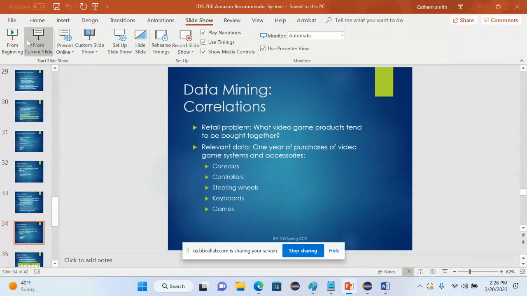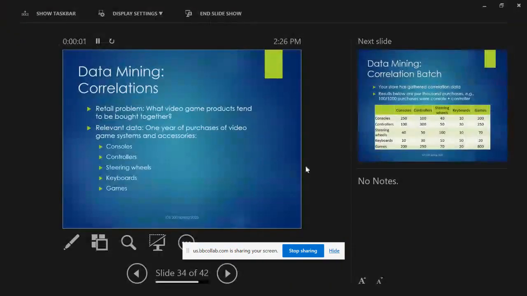All right, next one we're going to talk about correlations. So in this example, you're running a video game store. It's like a GameStop or something, okay? And you want to see which video game products tend to be bought together. And your relevant data is a year's worth of video game system and accessories purchases, right? So consoles, controllers, steering wheels, keyboards, and of course, games.